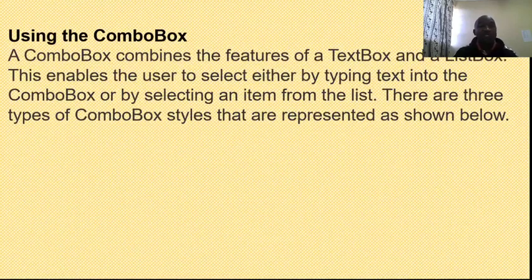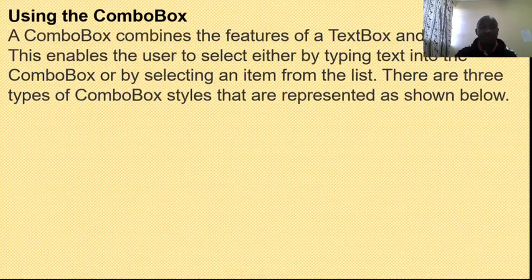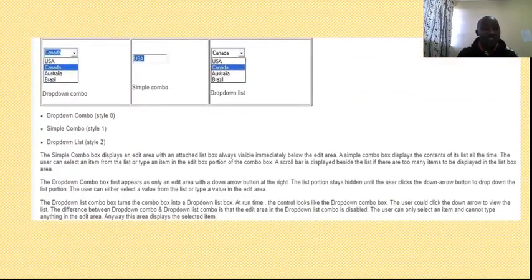Then, using the combo box. A combo box combines the features of a text box and a list box. This enables the user to select either by typing text in the combo or by selecting an item from the list. There are three types of combo styles shown below. We have drop down combo, we have simple combo, we also have drop down list combo. These are the three types of combos that you can create in Visual Basic, but the common one is drop down combo.